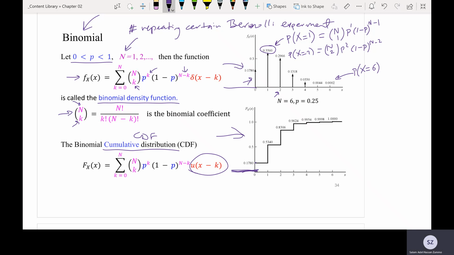What was this step equal to? Probability of what? X equal 1. Yes. The jump at any number is equal to the probability that X equals that number. Same thing for this. Okay.